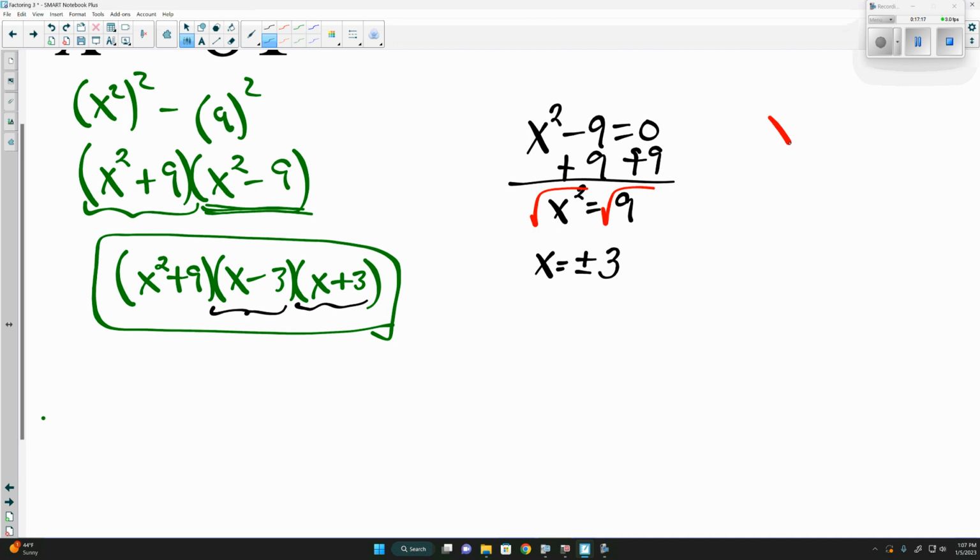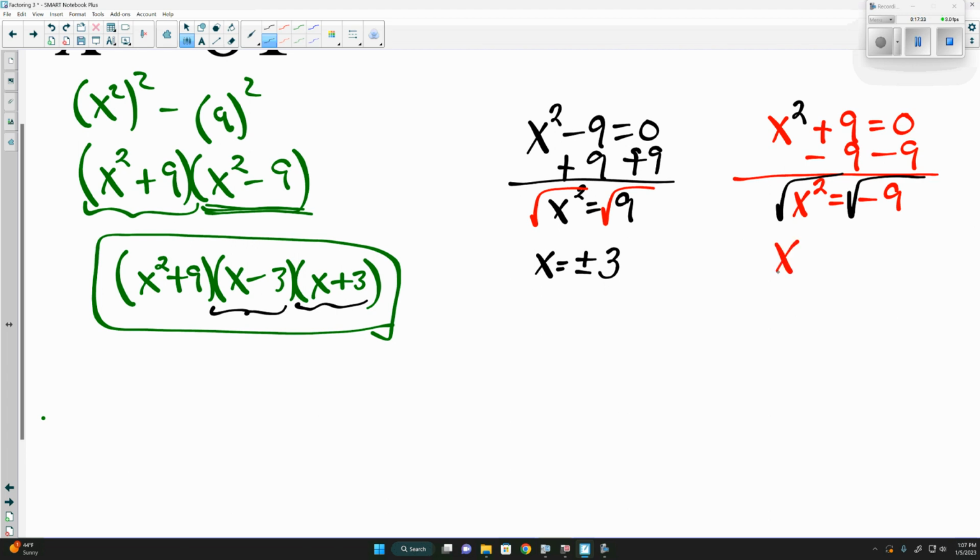Now the other part was x squared plus 9 is equal to 0. Well, the first step is to minus 9 from both sides, telling us x squared is equal to negative 9. Square root both sides, we get x is equal to plus or minus. We would have 3 from 9, but the negative comes out as 3i. Is 3i a real number?